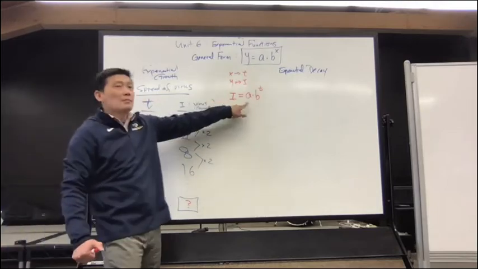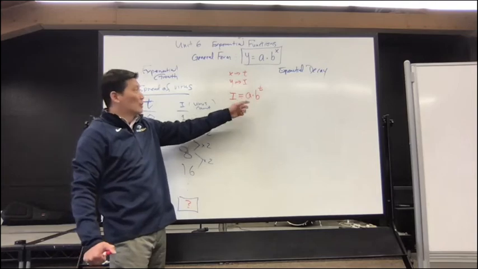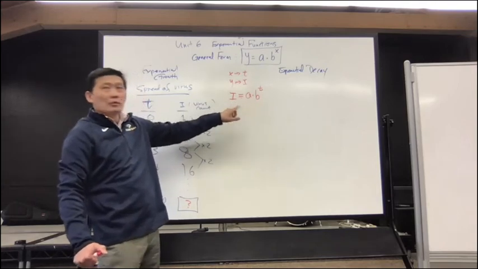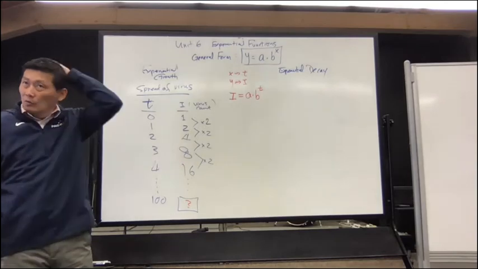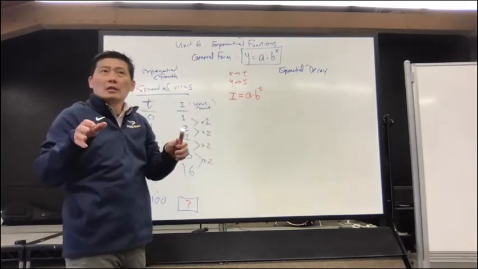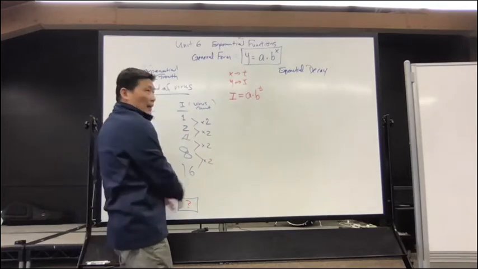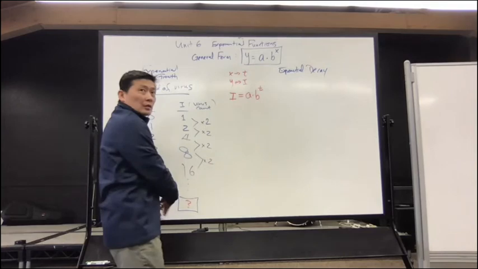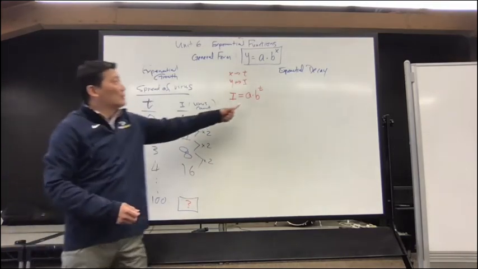If we don't know what A and B are, we will end up with three unknowns in one equation, and that wouldn't make sense, right? So we want to figure out A and B first. We want to know what they are before we apply the equation with this setting right here. So how do I find A and B in this case?